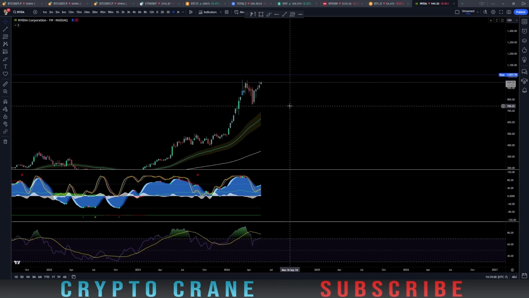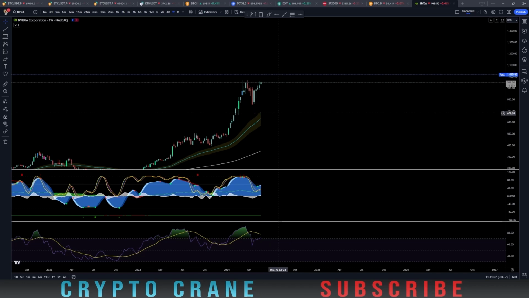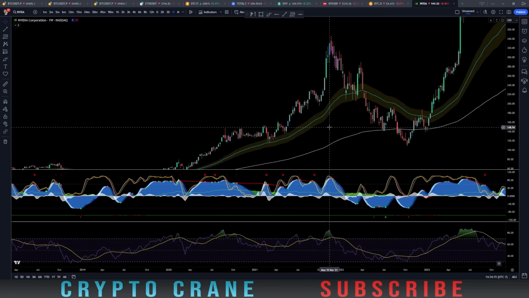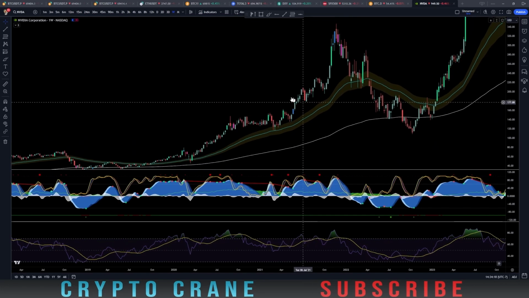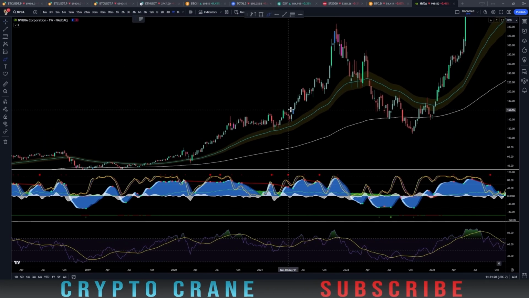And what's interesting is this actually does look very similar to last cycle on a fractal basis for Nvidia here. If we look all the way back in 2021, you can see we had a consolidation range in the middle of the bull market.